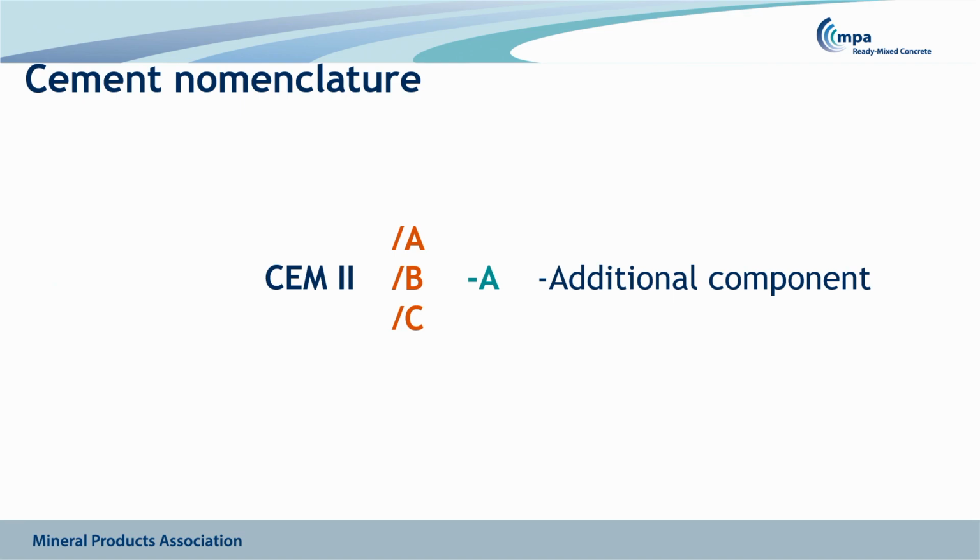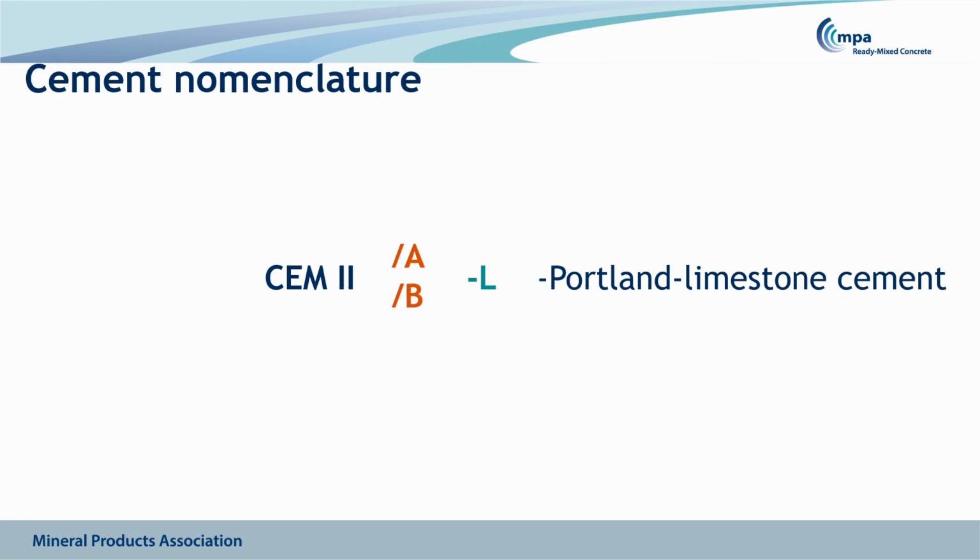And then there's a hyphen, and there will be the additional component that tells you what that material is. So, for example, we could have SEM 2AL, which is Portland limestone cement, or SEM 2BL, Portland limestone cement, SEM 2AV, or SEM 2BV. The composite cements, the multi-component cements, can be A, B, or C, and will also be denoted M, that tells us it's multi-component.